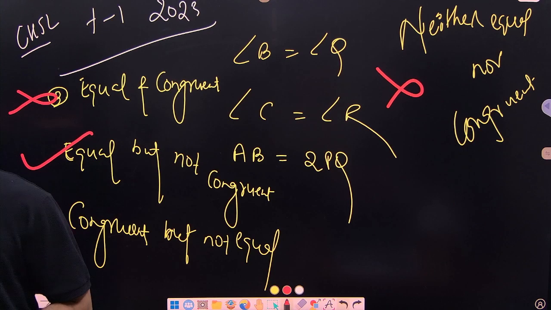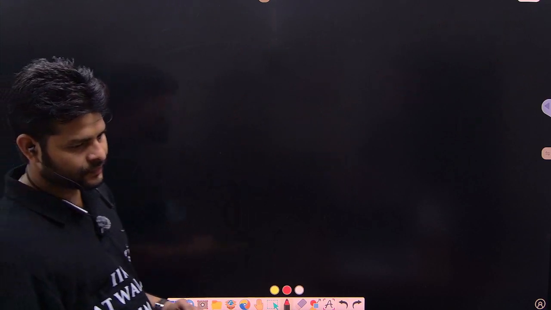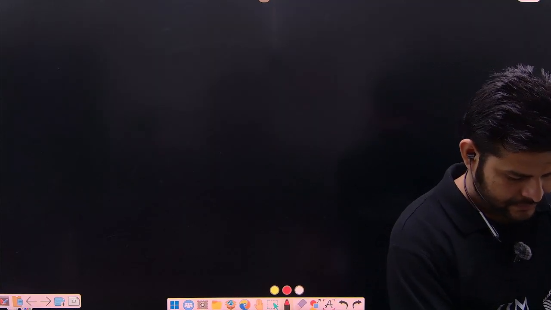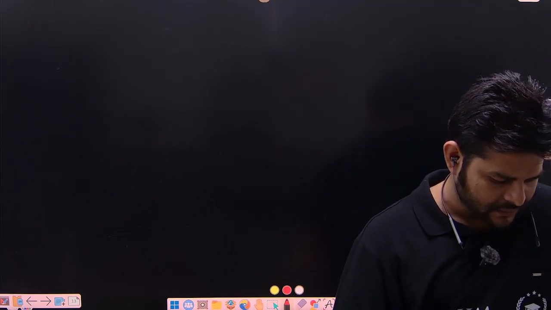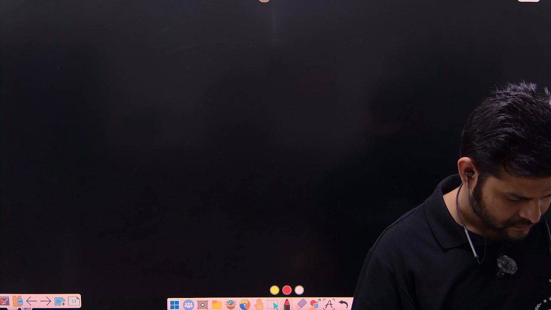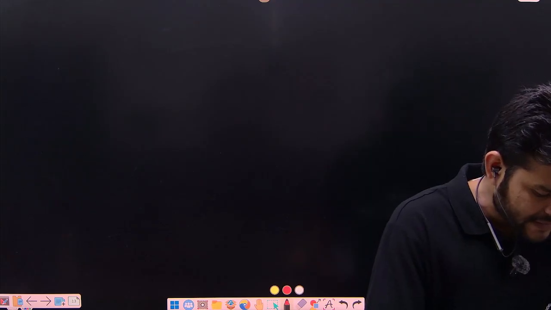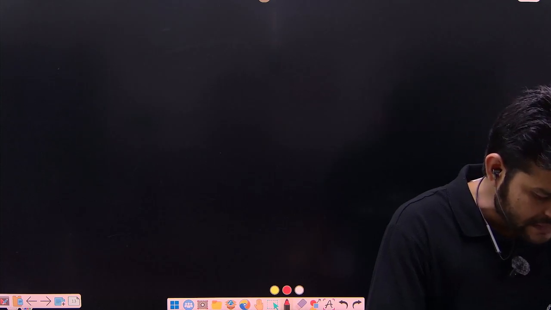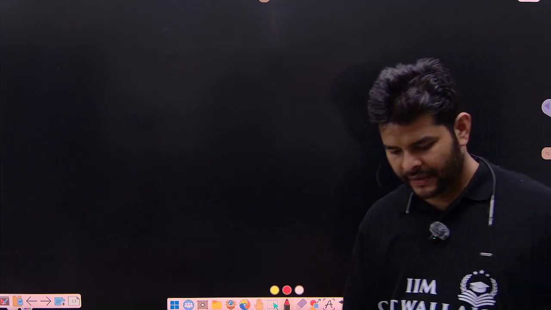Now the question, note it down. In two triangles ABC and PQR shown, which congruence criterion can be used to show that the triangles are congruent?